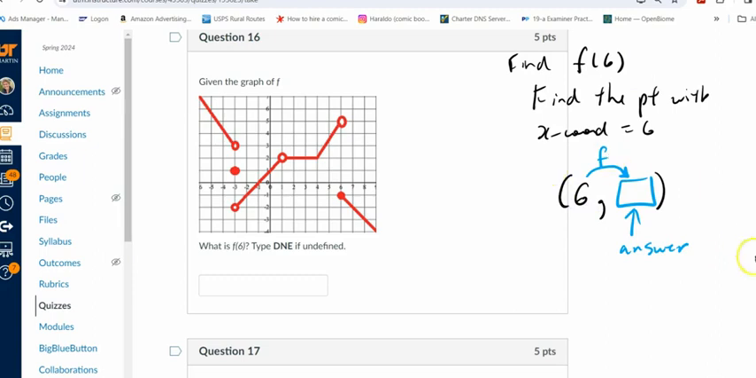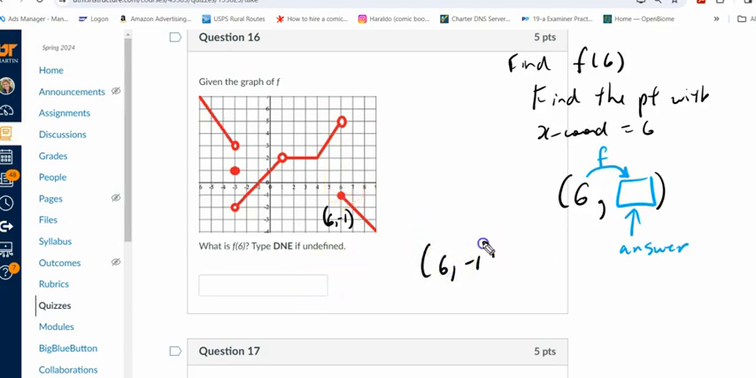Now let's look at this graph. I need to find a point with x coordinate of 6. There is only one point on this graph with x coordinate of 6, and it's this point here. This point has coordinates (6, -1). That point, being hollow, is not there. So we do not have another point with x coordinate 6. There's only one point with x coordinate 6.